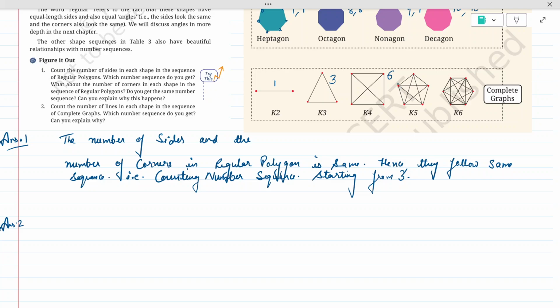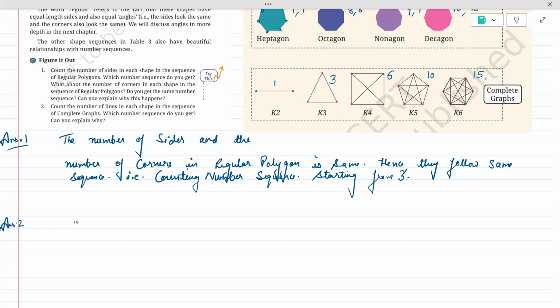Next 1, 2, 3, 4, 5. Then 6, 7, 8, 9 and 10. So this is 10. And by now you should have understood that this is following a triangular sequence. This should be 15 and so on. Okay. So which number sequence is this following?